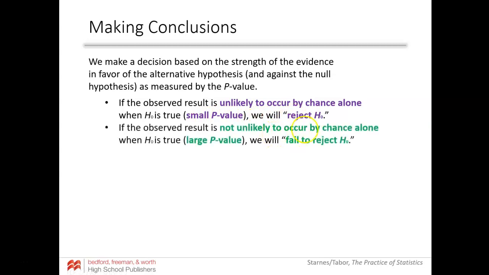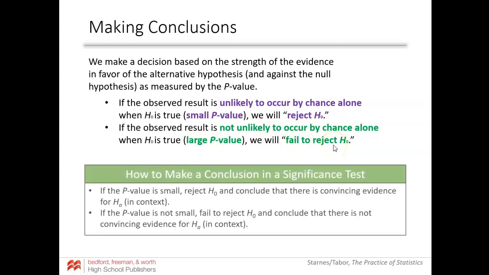Now the opposite would be true. If the observed result is not unlikely to occur by chance alone, it's a really weird way of saying likely to occur by chance alone. So if you have a large p-value, that means you fail to reject the null. There's a word of warning coming up here. Fail to reject the null hypothesis does not mean that you accept anything. We'll come to that in a minute.